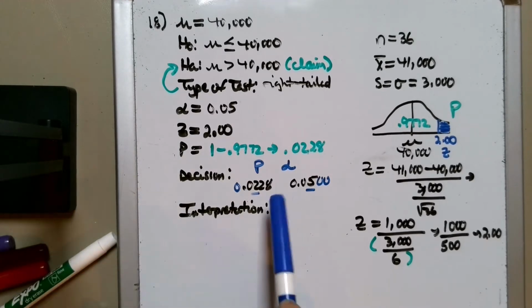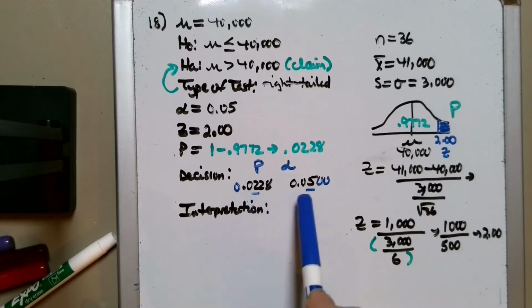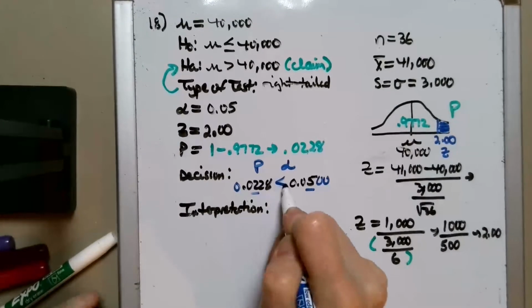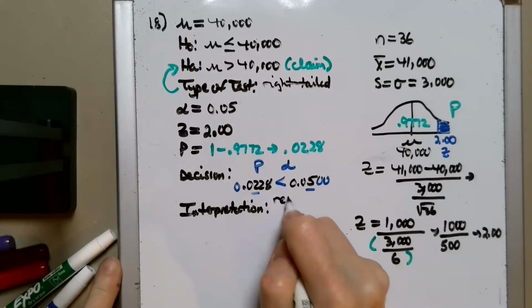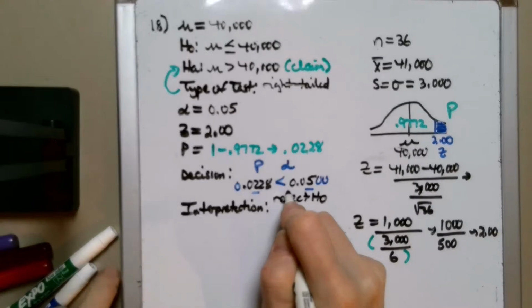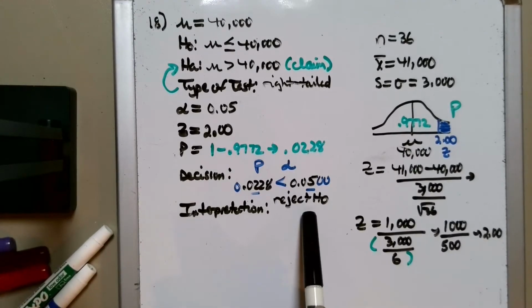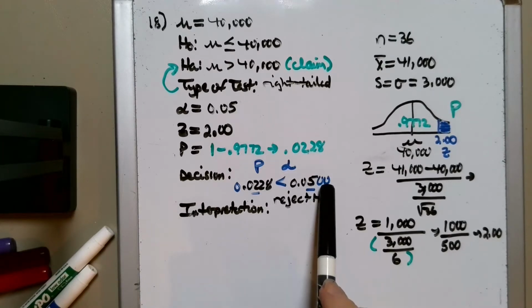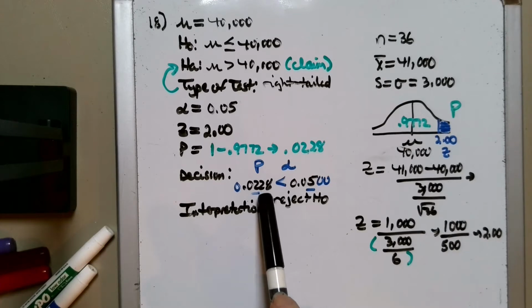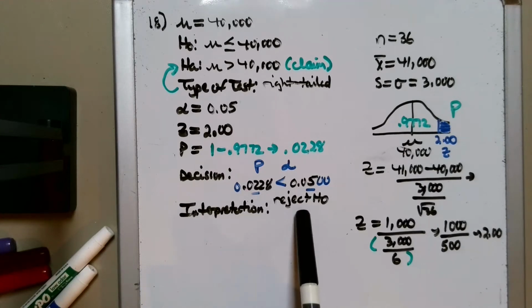Is P less than alpha? Is P equal to alpha? Is P greater than alpha? Well, 2 hundredths is less than 5 hundredths. Or 228 ten-thousandths is less than 500 ten-thousandths. So when P is less than alpha, as I explained in number 17, that means we can, as our decision, reject the null hypothesis. We're trying to minimize a type 1 error, rejecting a null hypothesis that is true. The probability of making a type 1 error we're willing to tolerate is 5%. It looks like it's not likely we're doing that because we got this p-value showing that our probability is less than 5%, so we can go ahead and reject the null. We're probably not rejecting a null that's true. The probability is less than what we're willing to tolerate.